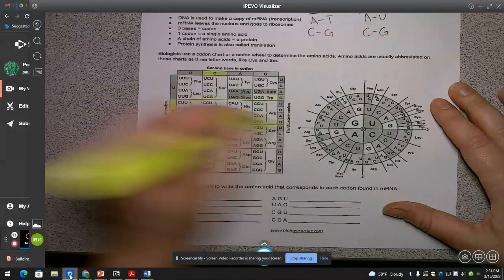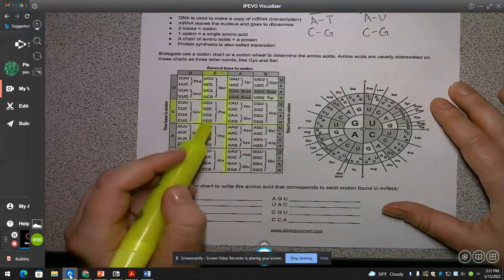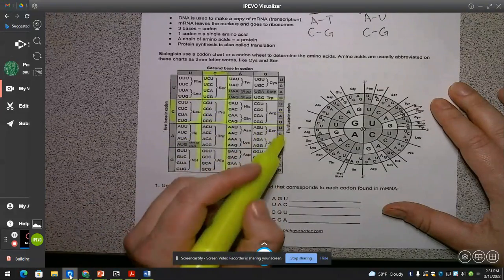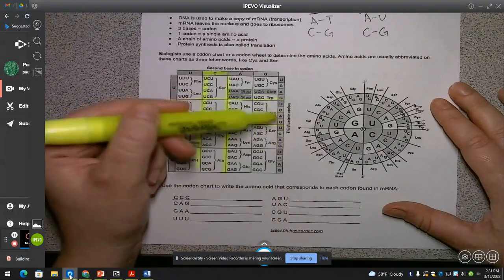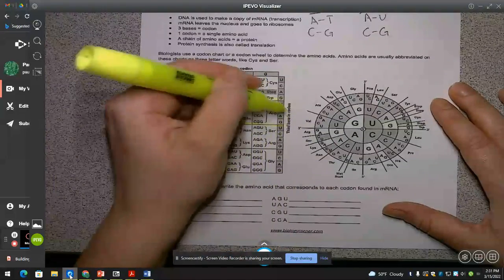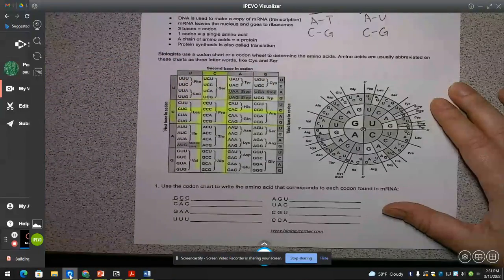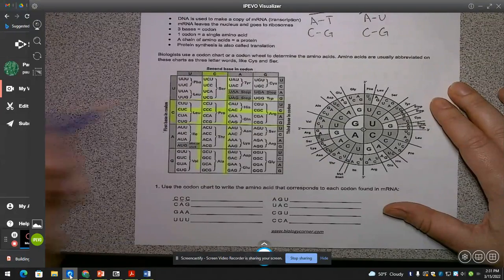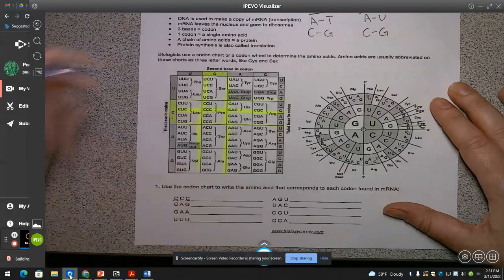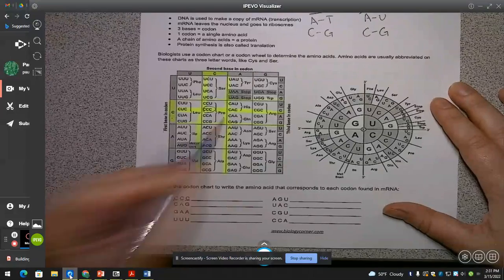So this was our first one. This is our second one. And I want you to notice where they overlap, which is this square right here. And then we have our third base. So you see, you can have U, C, A, or G. Well, our third base is C, so I'm just going to take my highlighter and go right across there. So the one where my first base hits, my second base hits, and my third base hits is right here. And that is Pro for our amino acid.